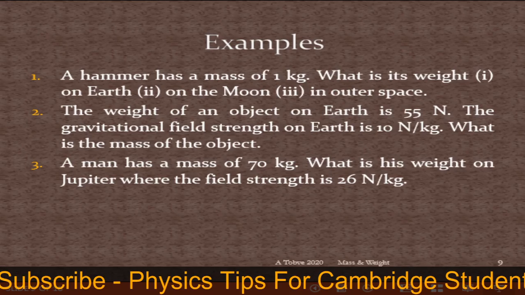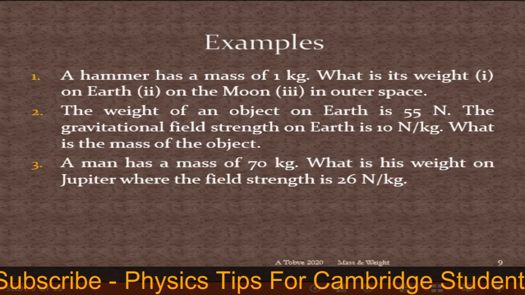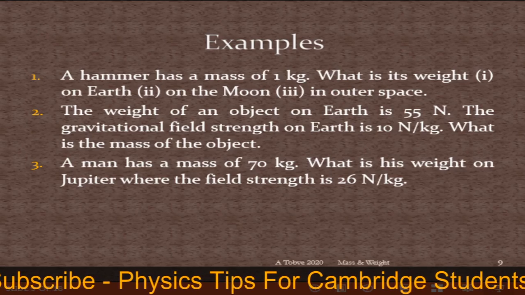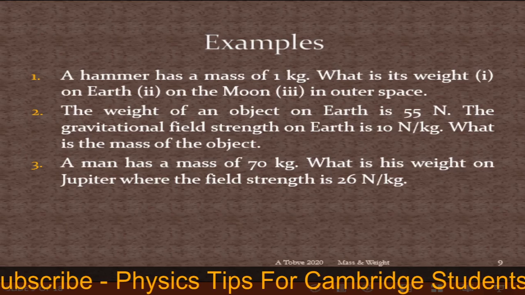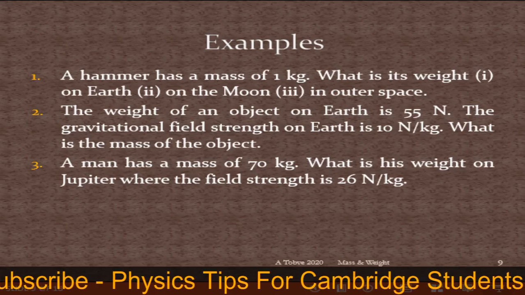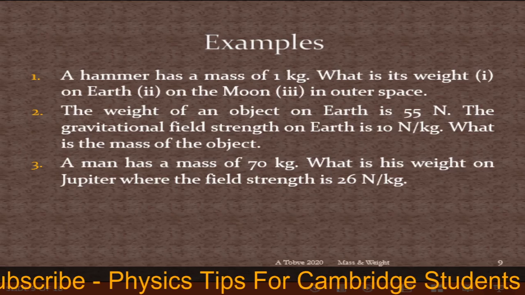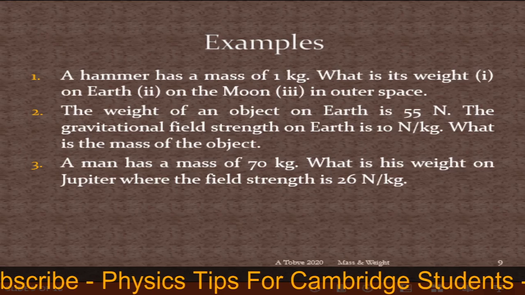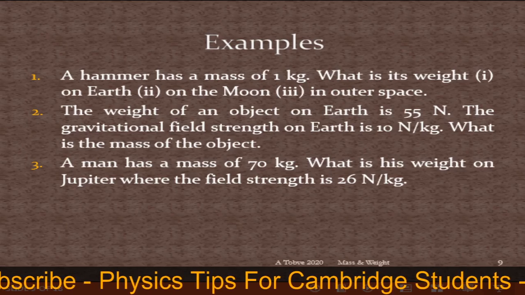Number 3, a man has a mass of 70 kgs. What is his weight on Jupiter, where the field strength is 26 newtons per kg? For this one, W is equal to mg, so you simply multiply 70 by the gravitational field strength, which is 26, giving you 1,820 newtons.